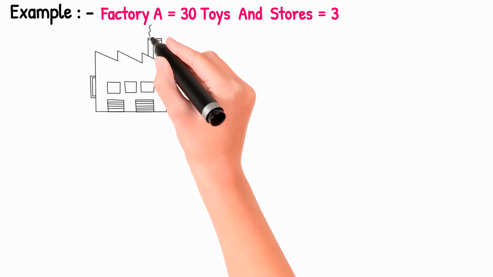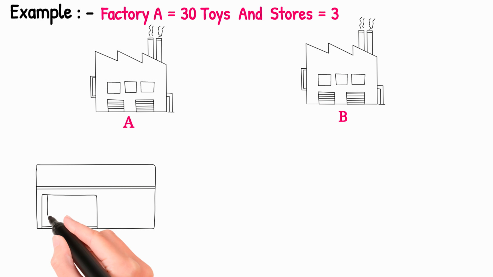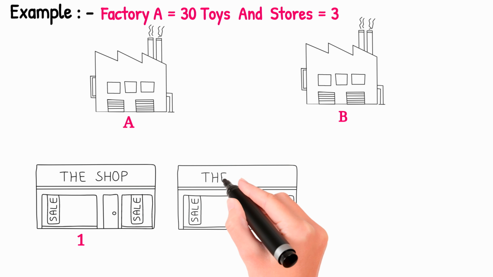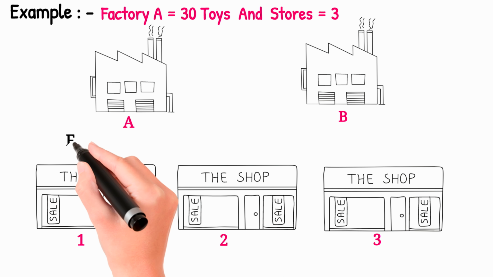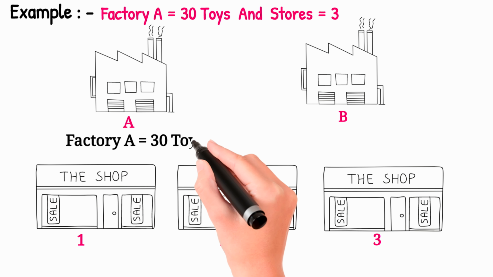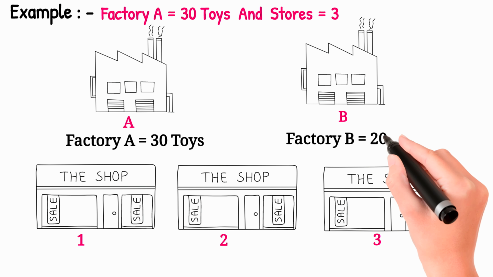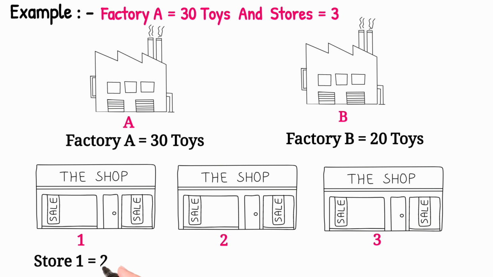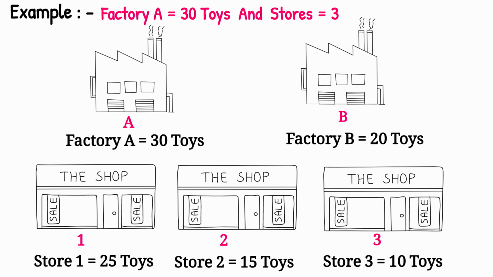Let's use a simple example to help explain the Northwest Corner Rule. Imagine you have two factories and three stores. Here is a framework to understand it better. Factory A can make 30 toys and Factory B can make 20 toys. Store 1 needs 25 toys. Store 2 needs 15 toys and Store 3 needs 10 toys.